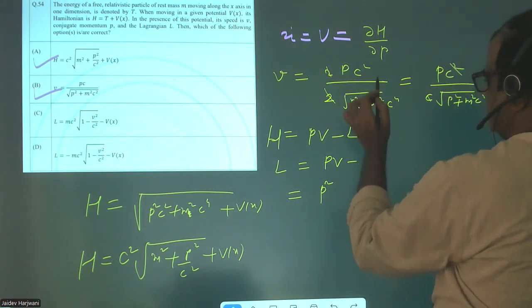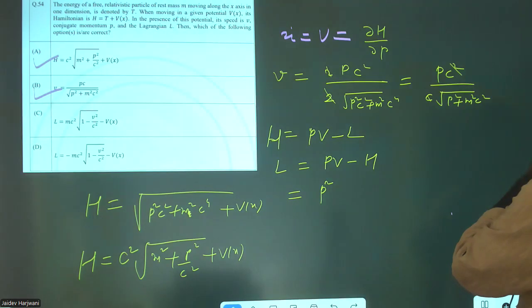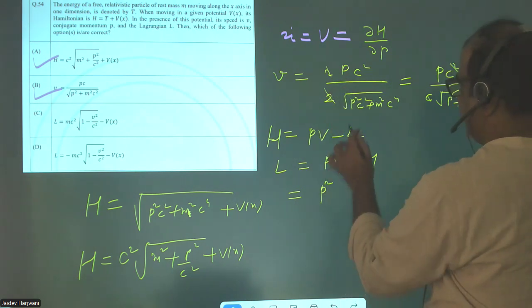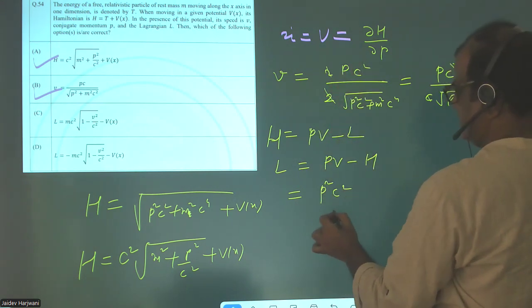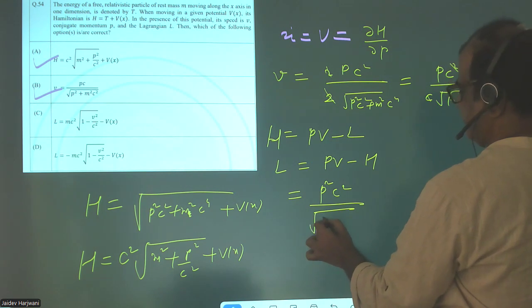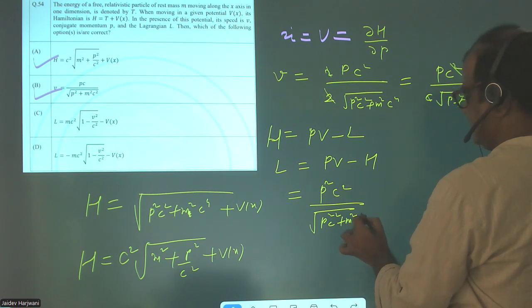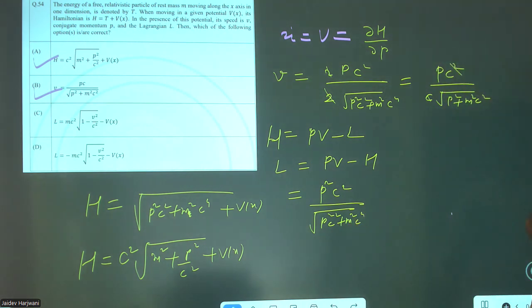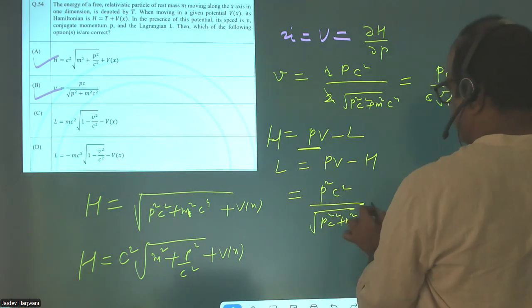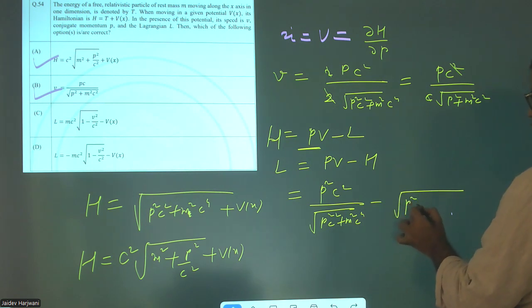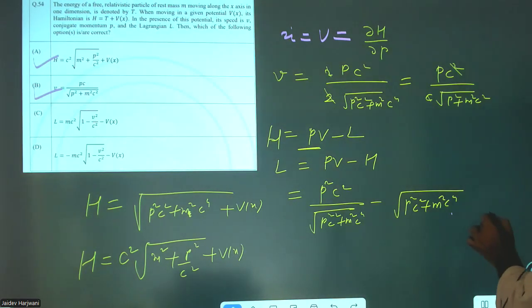Okay, I'm using this V. So V is C square. Okay, so I can directly write P square C. I'm using this expression, C square P square C square M square C4. Okay, this becomes PB, and now H. So H is again this one, P square C square M square C4, plus Vx. So this becomes minus Vx.